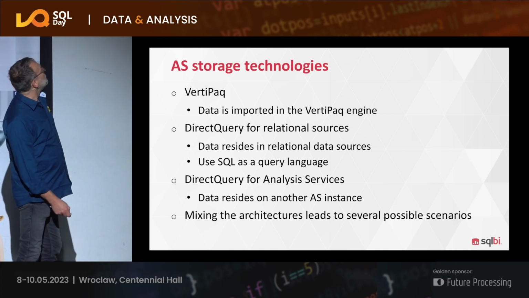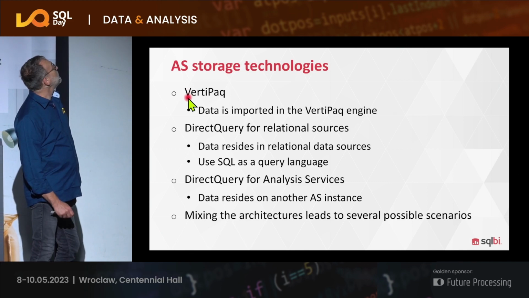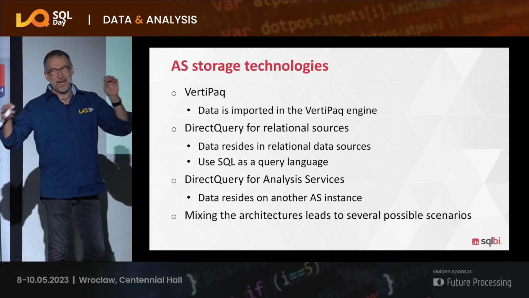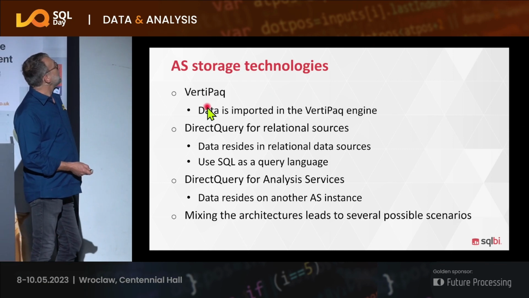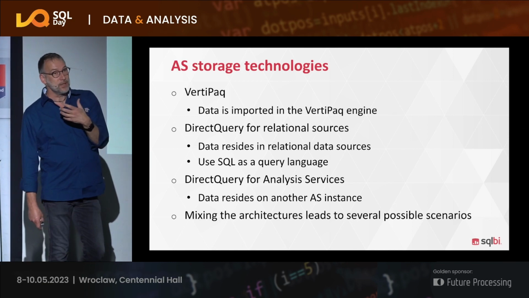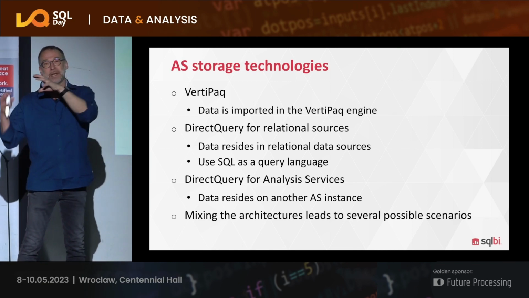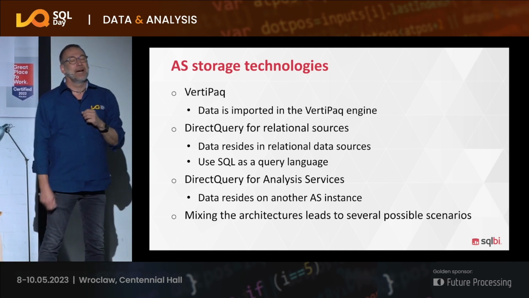Now, in order to talk about composite models, we need to first briefly remind what the three engines are that are in Analysis Services. Power BI and Analysis Services are the same engine. There is the VertiPaq engine, the model that we all use all the time, import mode. You have data in some data source like SQL, you load it in a new database that is VertiPaq, and the data stays inside Analysis Services.